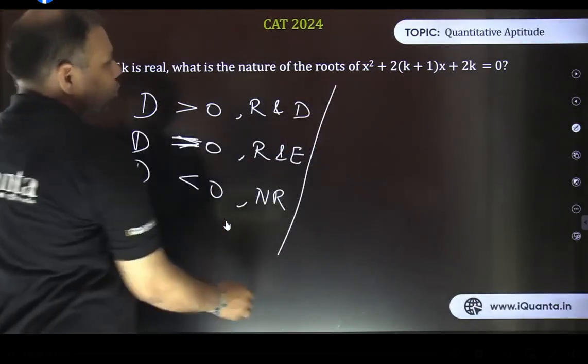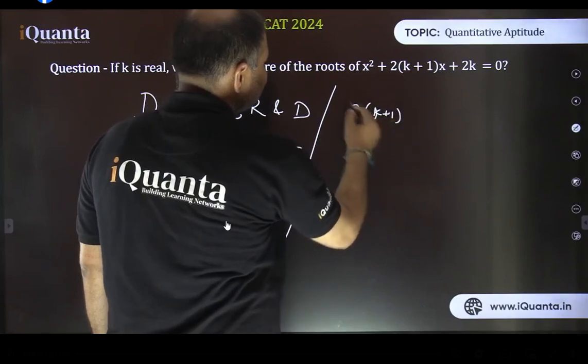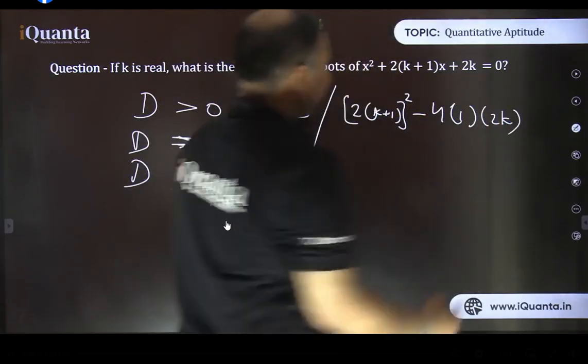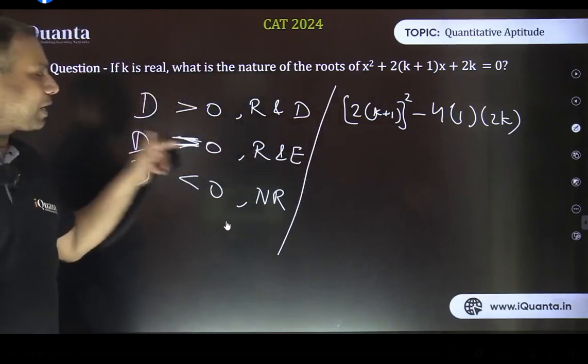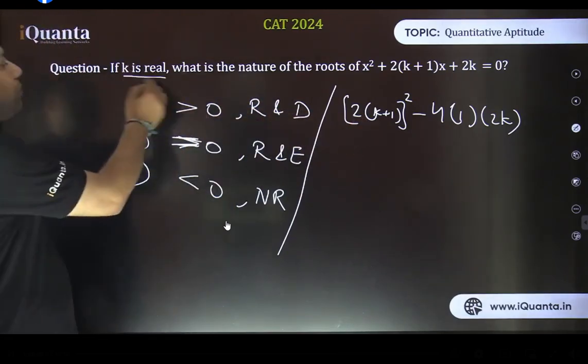So let's see in this question. The discriminant is b square minus 4ac. That is, b square means (2(k plus 1)) square, minus 4ac, so 4 into 1 into 2k. I want to see whether this expression is greater than 0, equal to 0, or less than 0. That's the only thing. And what do I know about k? That k is a real number. That's the only information we have.